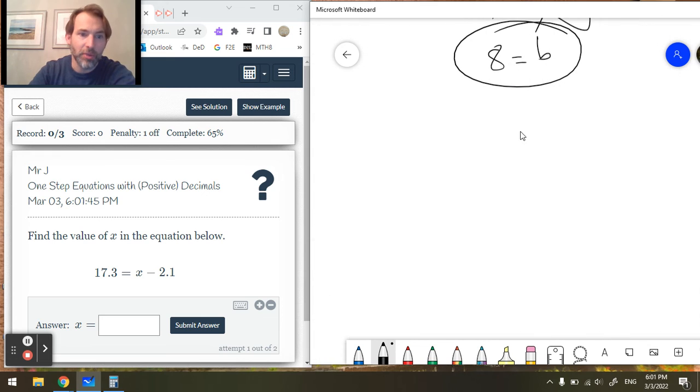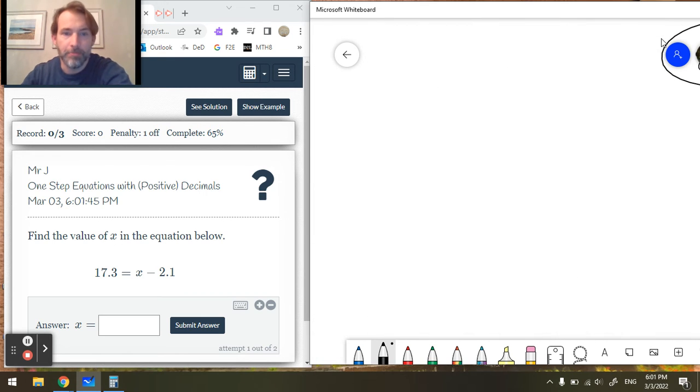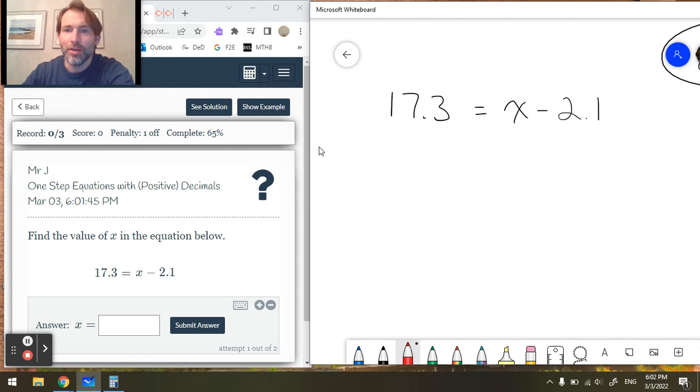17.3 is equal to x minus 2.1. Okay, so we write it out. 17.3 is equal to x minus 2.1. I use that number 2.1 a lot. It was on our test. So what do I do? Have no fear. Just add 2.1 to both sides of the equation. Okay, and then I get 17.3 plus 2.1, which is 19.4, is equal to x.